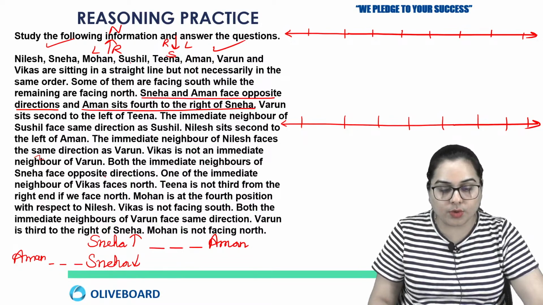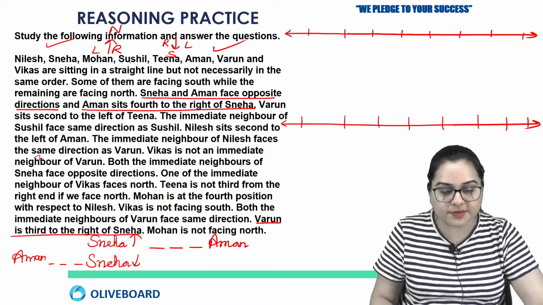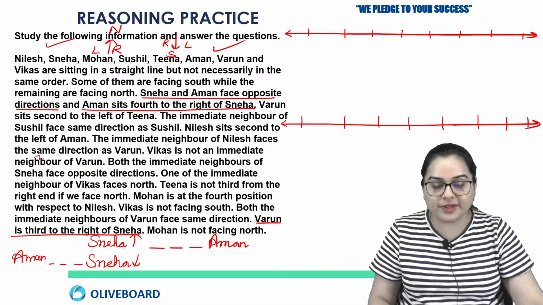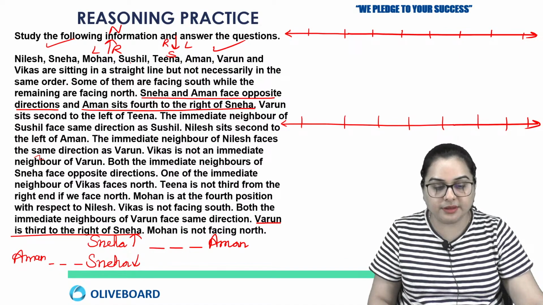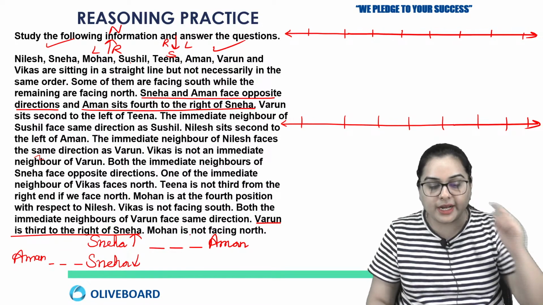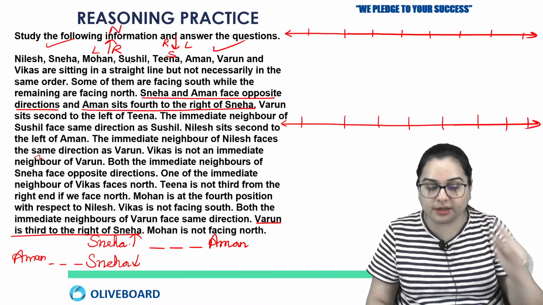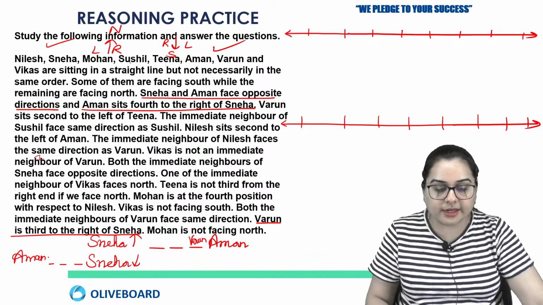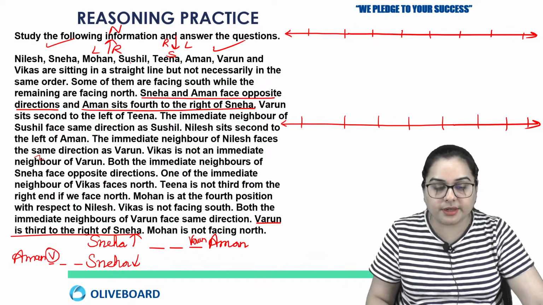What we find here is that Varun is third to the right of Sneha. In the last line you can find Varun is third to the right of Sneha, so you have to write towards the right. In the first possibility, Aman sits fourth to the right of Sneha, and Varun is third to the right of Sneha, so Varun will be written here next to Aman. In the second possibility, Varun will also be written here next to Aman.